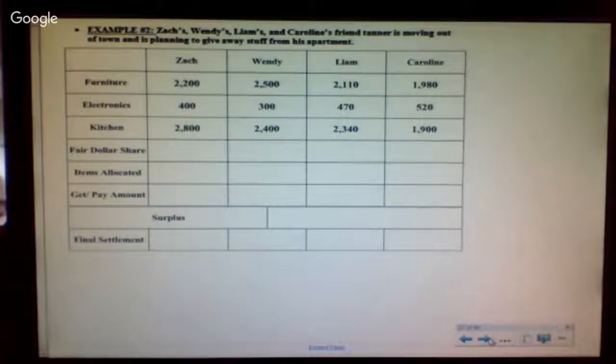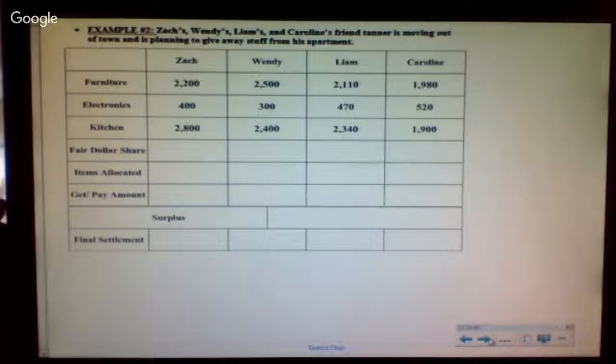Okay, this time I've got 4 friends and they're moving away from an apartment, so they're trying to decide who takes what. Because when you move in together, y'all buy a microwave together and a fridge together and furniture together. Then you have to figure out who takes what. They're deciding who takes the furniture, who takes the electronics, and who takes the kitchen stuff.